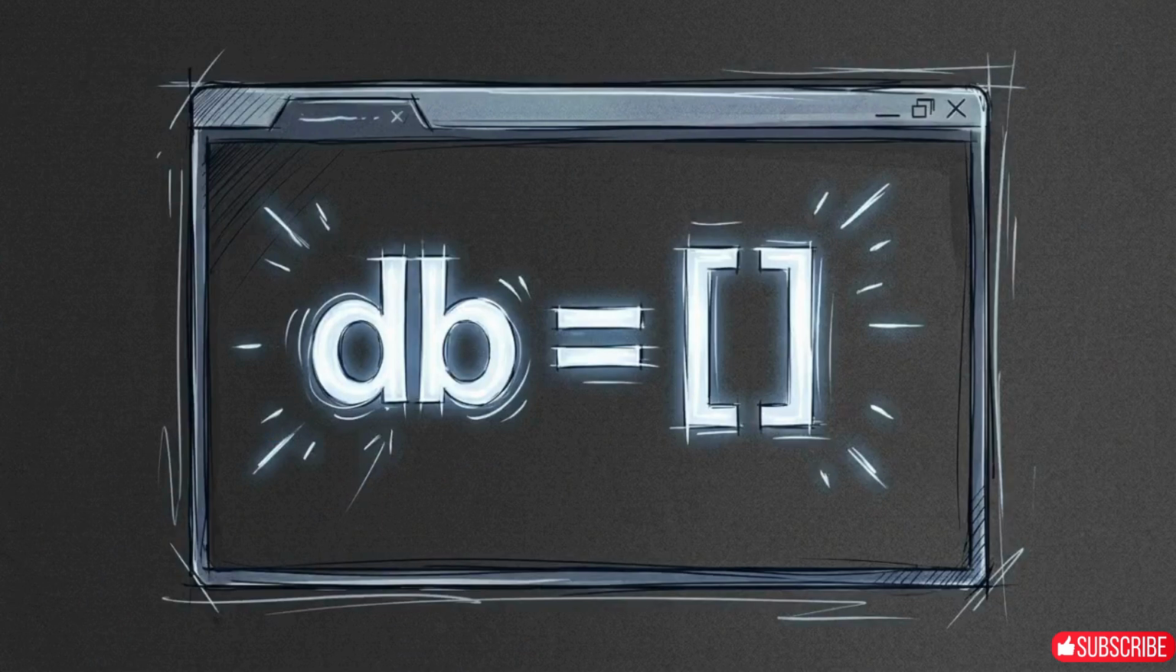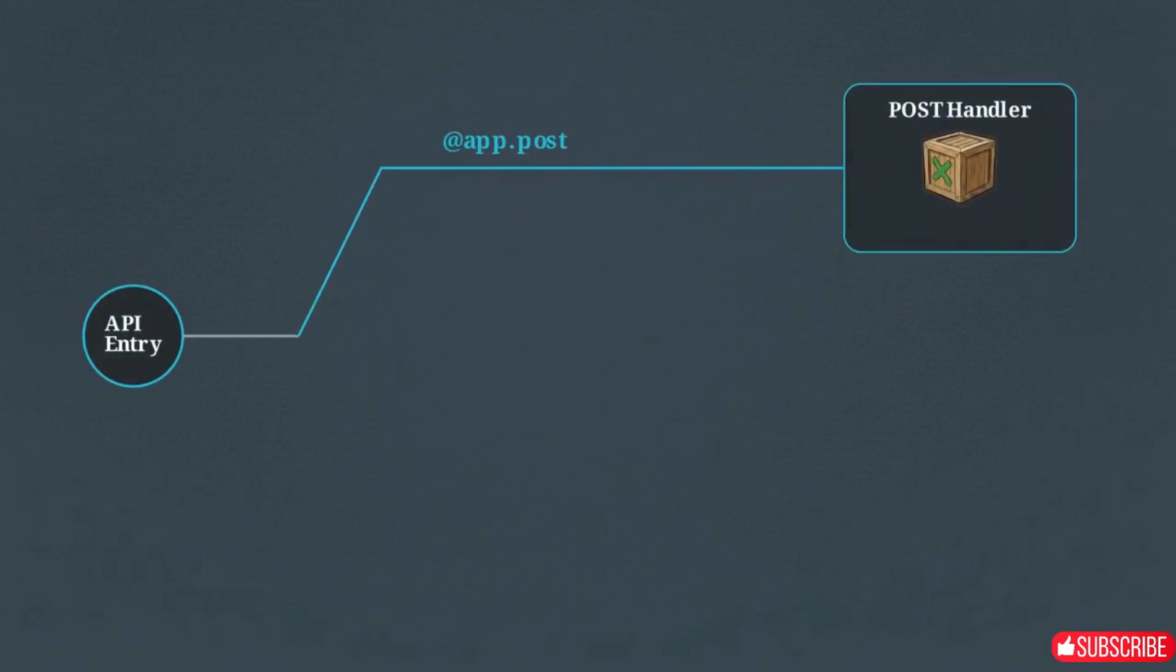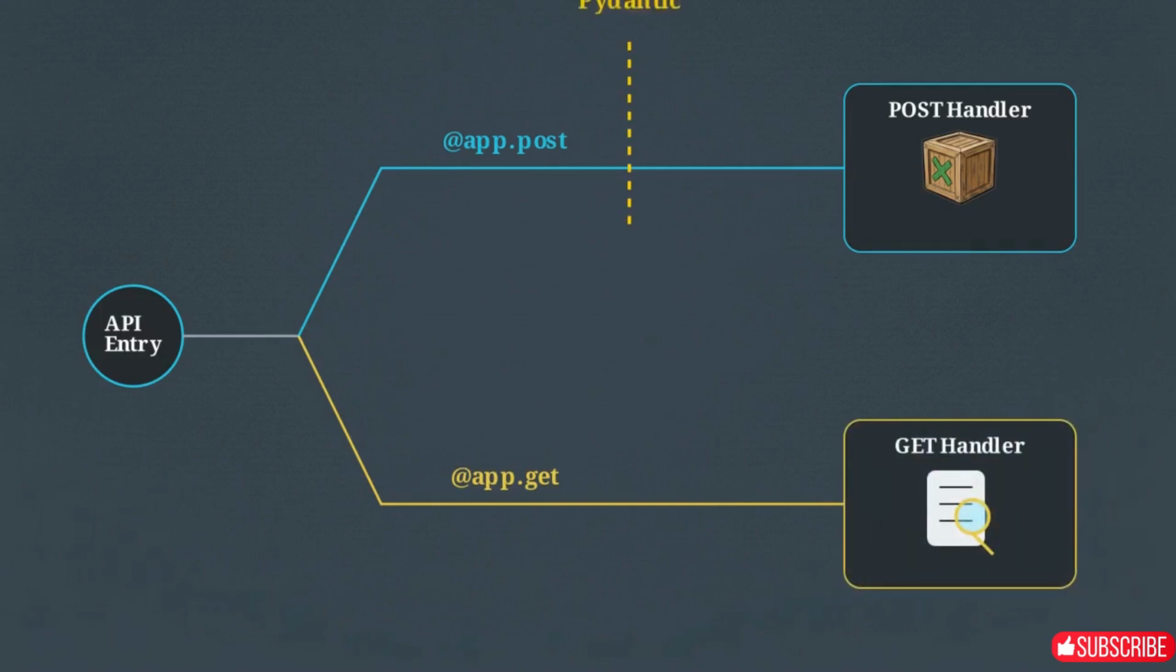For this tutorial, we will create an empty Python list called db to simulate our data storage. Next, we write two new routes, an @app.post endpoint to add new items to our list, and an @app.get endpoint to retrieve the full inventory. When a client sends a post request, FastAPI takes the incoming JSON body and automatically parses it into a Pydantic object for the post handler to process.